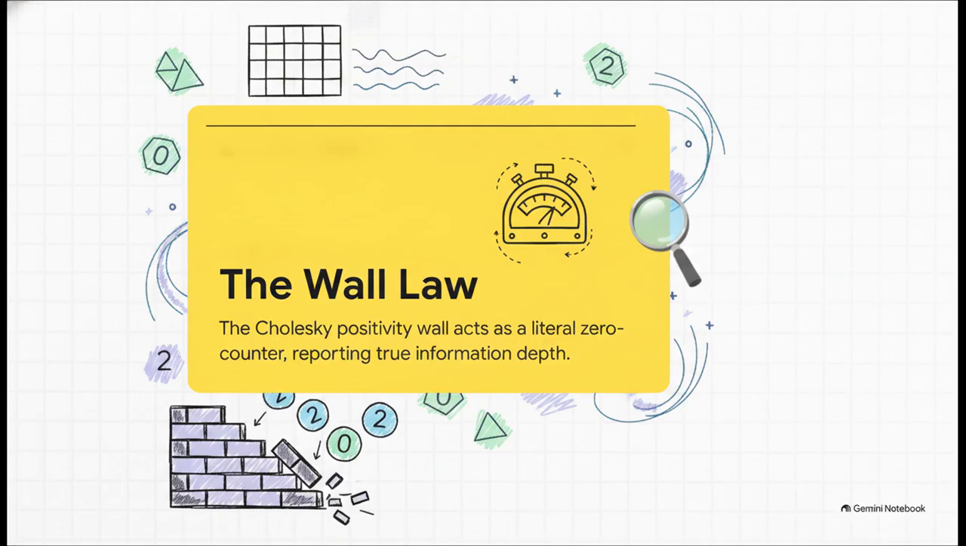But actually, scratch that. This isn't a failure or a bug. It's an instrument. The wall law proves that this breakdown point is actually a literal zero counter. It self-reports exactly how many Riemann zeros the machine can currently see based on the precision of your input. It essentially hands you a certificate saying, hey, with the exact data you gave me, I can perfectly resolve exactly this many zeros before I run out of resolution.